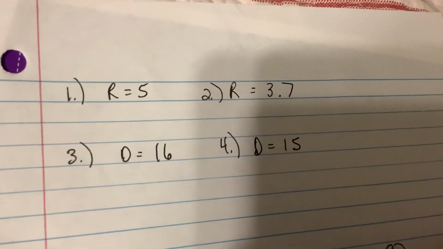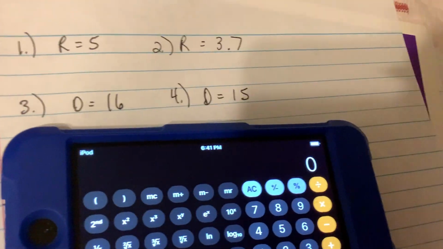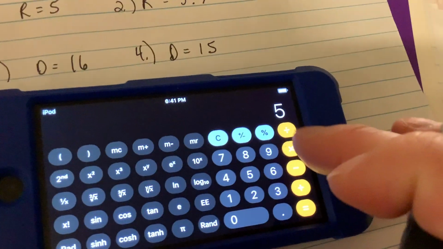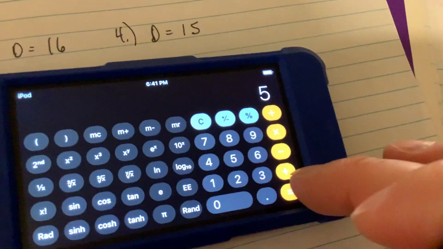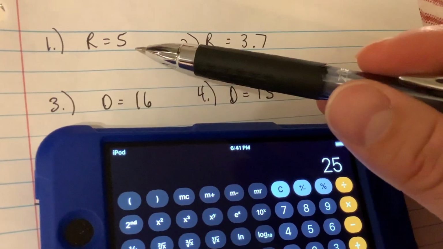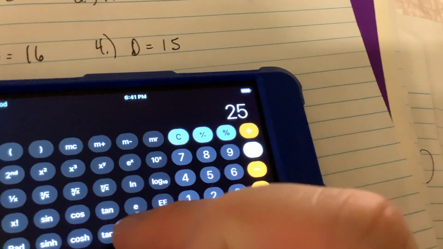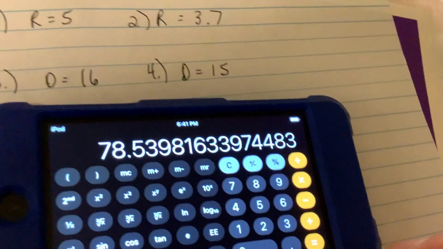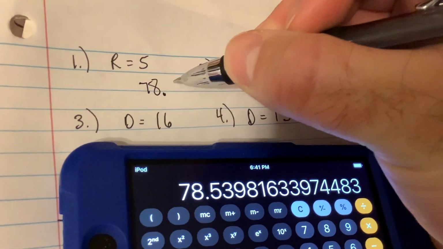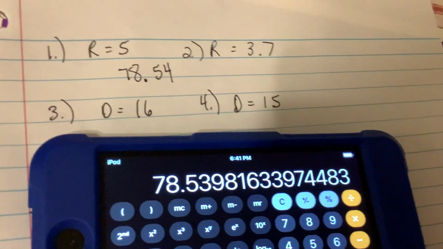This was area of a circle, and the first one, the radius was 5. So we have to square that, which 5 squared is 25, but if you do it manually, 5 times 5 is 25. That's 5 squared, and then you multiply that times pi, so it's pi r squared. So we multiply 25 times pi, and we get 78.54, rounded to the nearest hundredth. Okay, 78.54, that goes up to a 4.